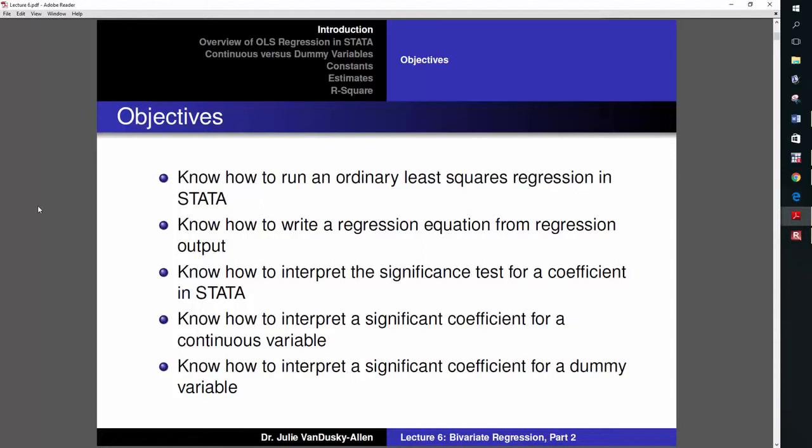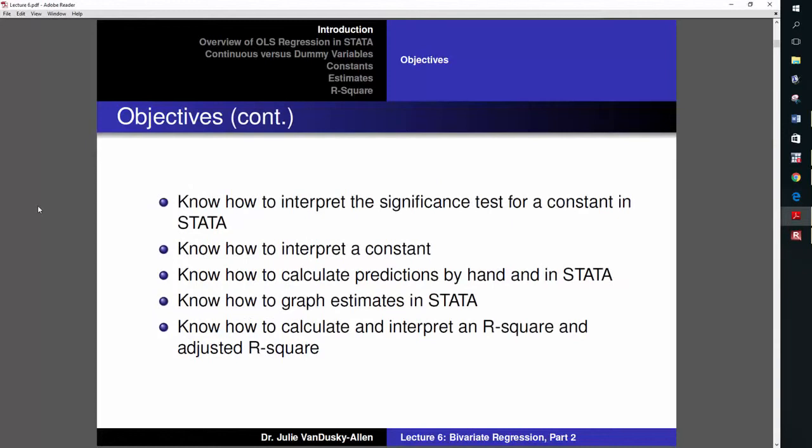significant coefficient for a dummy variable, know how to interpret the significance test for a constant in STATA, know how to interpret a constant, know how to calculate predictions by hand and in STATA, know how to graph estimates in STATA, and know how to calculate and interpret an R-squared and adjusted R-squared.